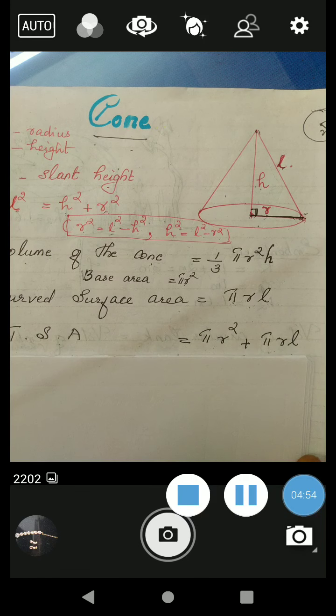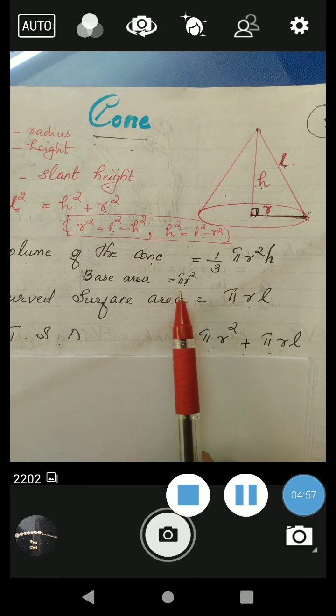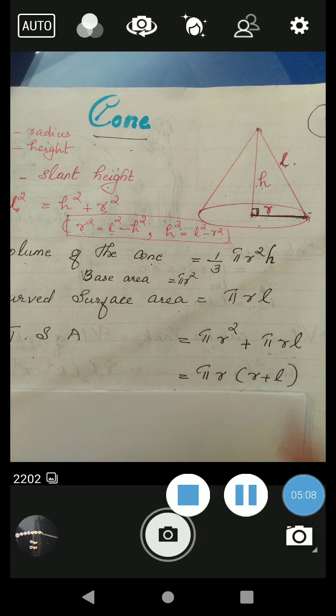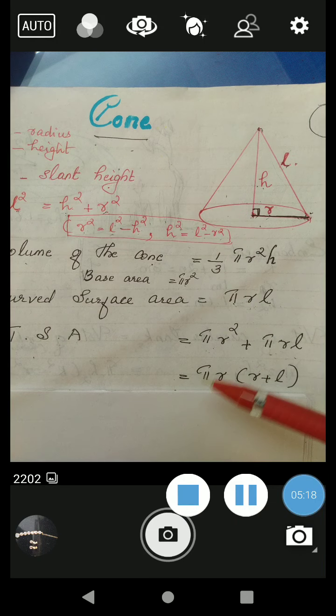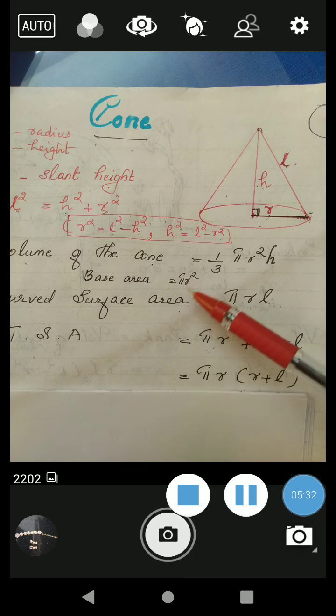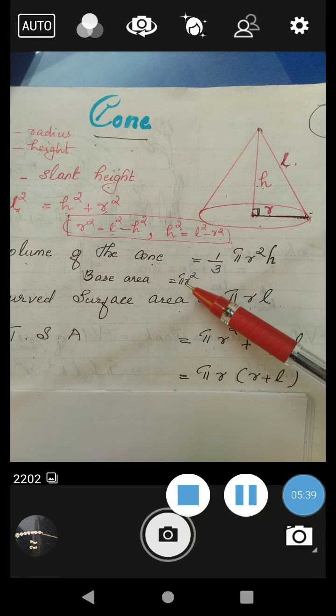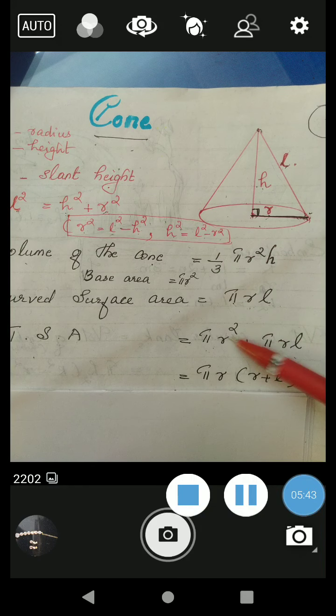We want to find the total surface area. Total surface area is base area plus curved surface area, that is pi r square plus pi r L. Taking common factors outside, you can write pi r into r plus L. So remember all these things: volume of a cone is 1/3 of the volume of a cylinder, base area is pi r square, curved surface area is pi r L, and total surface area is base area plus curved surface area.